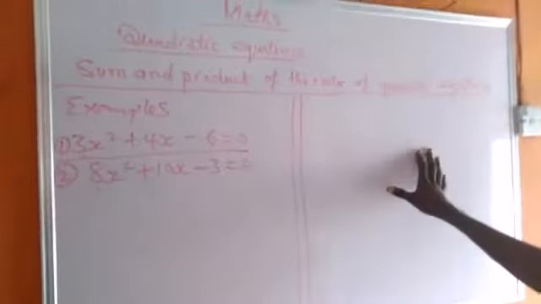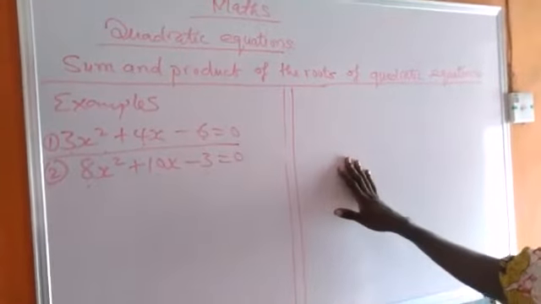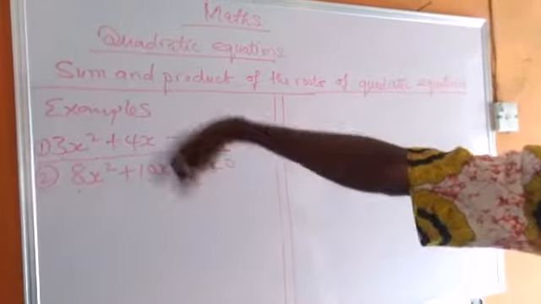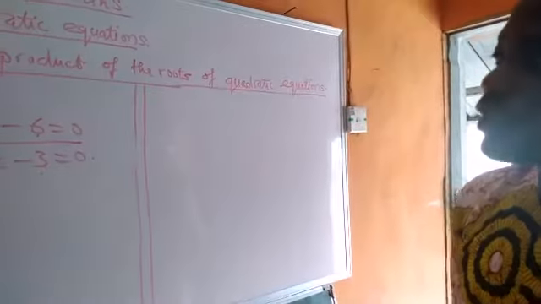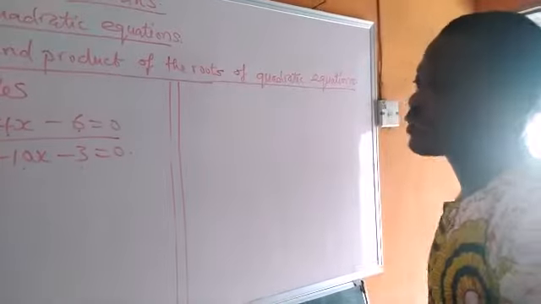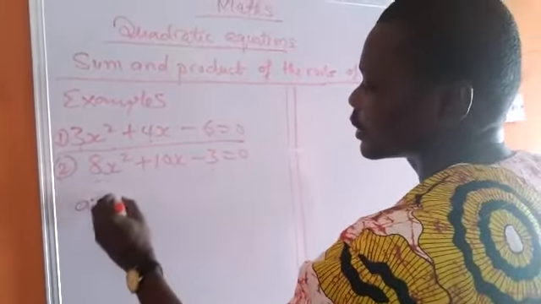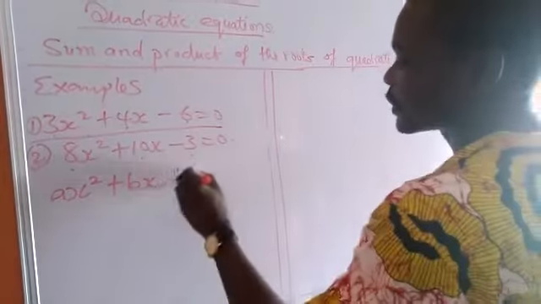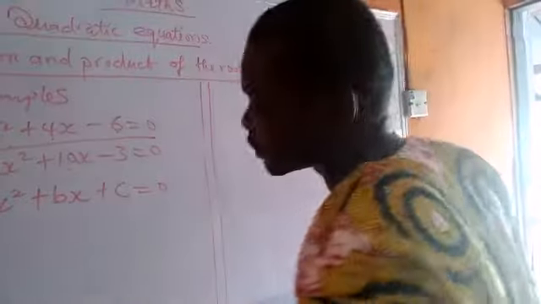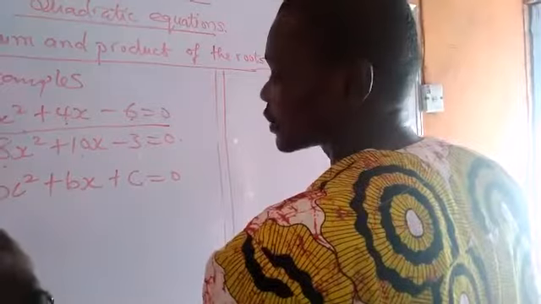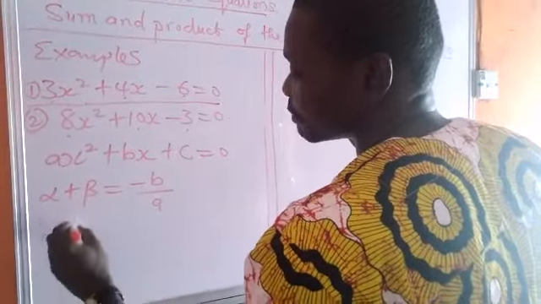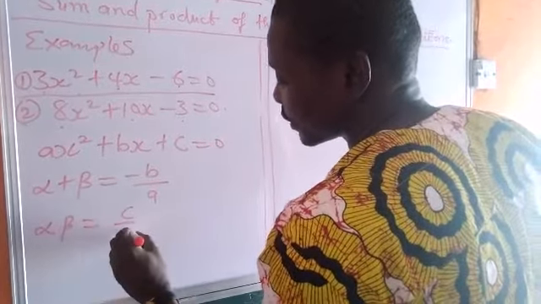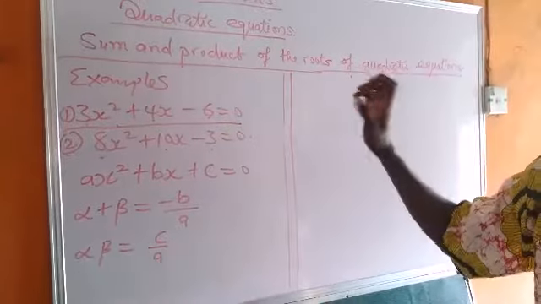Like we have explained in our derivation earlier, how we discovered the formula for the sum and the formula for the product of the roots of quadratic equations. We now discover that for any quadratic equation of the form ax squared plus bx plus c equals 0, the sum of the roots, alpha plus beta, will be equal to minus b over a, and their product, alpha times beta, will be equal to c over a.